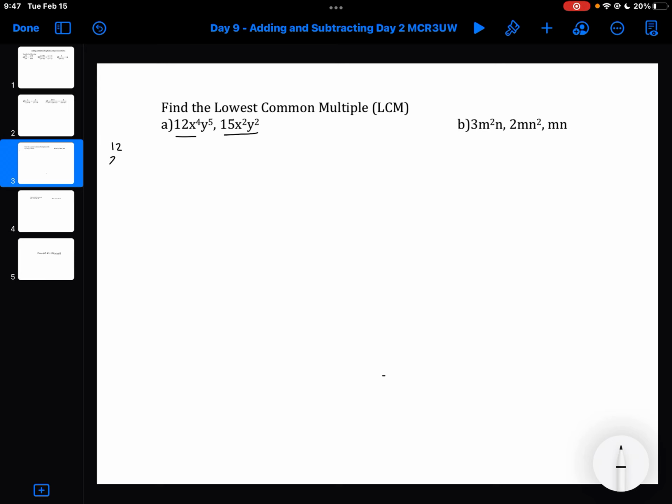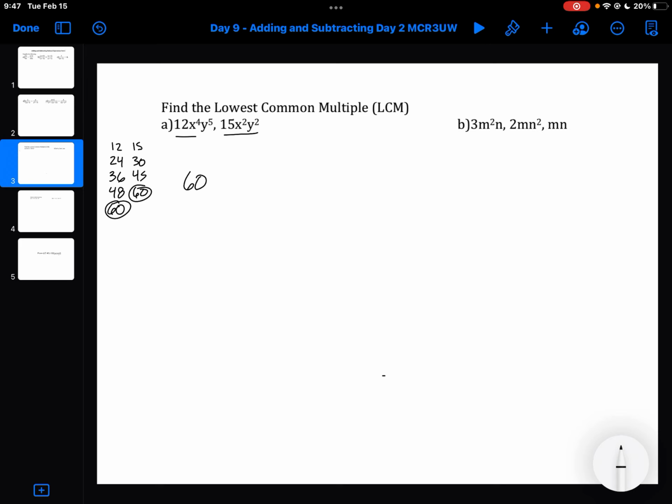I'm going to start with the numbers. I'm going to write out the multiples of 12, and then I'm going to write out the multiples of 15. I can see that the first number they get to that's the same is 60. So I know that that has to be the lowest common multiple for the number part.